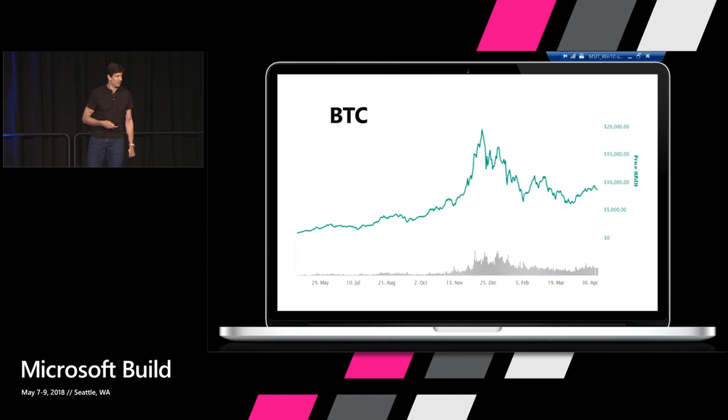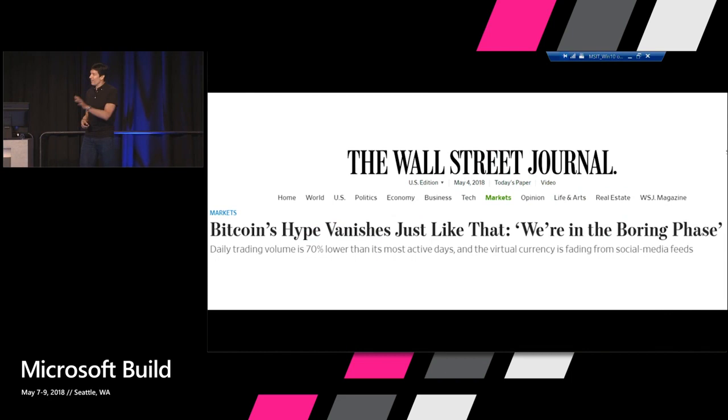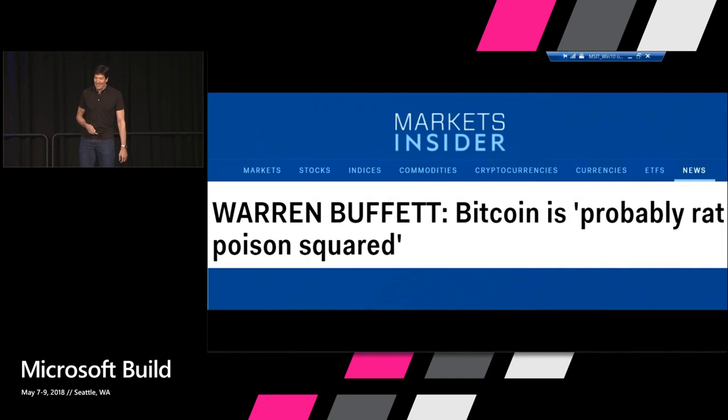And with this kind of pop, burst bubble, you're starting to see these kinds of headlines. "Bitcoin hype vanishes just like that." "We're in the boring phase now." Actually, I don't hear my friends' kids talking about Bitcoin so much anymore, because I think they probably bought in right around the holidays when they were off from school. And then you see this.